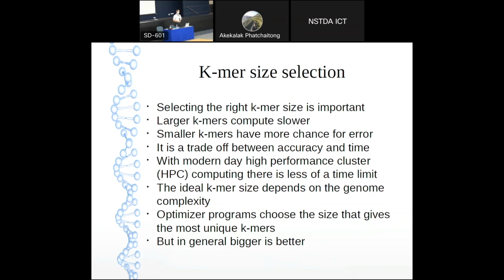So the ideal k-mer size depends on the complexity of the genome that you're looking at, and there are optimizer programs that can choose the size that gives the highest number of unique k-mers. But in general, larger k-mers generate a better genome assembly.